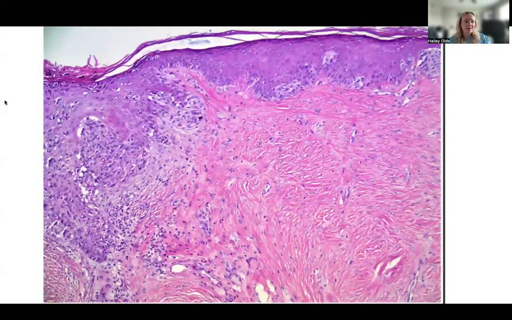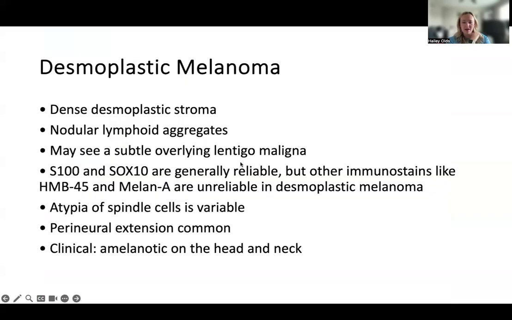Okay, this one, so again, we have atypical nests of melanocytes and confluence, but then we have all of this fibrosis. So this is desmoplastic melanoma. And again, kind of like the spindle cell melanoma, HMB45 and Melan-A are unreliable, but S100 and SOX10 are generally reliable, and you get this desmoplasia around it.